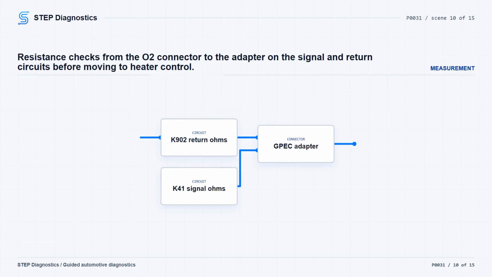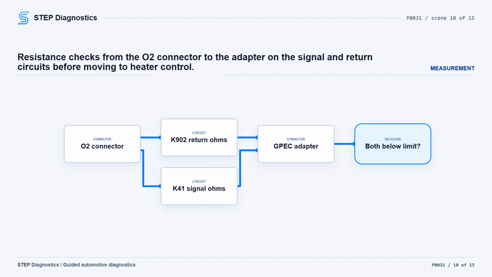Measure the resistance of the O2 sensor 1/1 signal circuit between the O2 sensor harness connector and the GPEC adapter. The resistance needs to be below 3.0 ohms. If it is not, repair the signal circuit for an open or high resistance, then verify the repair. If the signal circuit passes, measure the O2 sensor 1/1 return circuit the same way. That circuit also needs to be below 3.0 ohms. If it is not, repair the return circuit for an open or high resistance, then verify the repair.